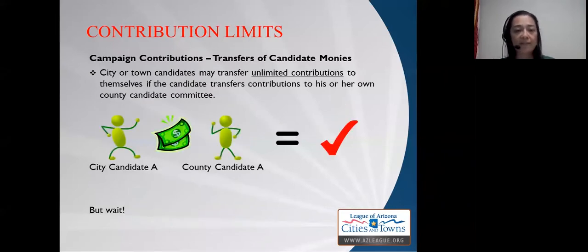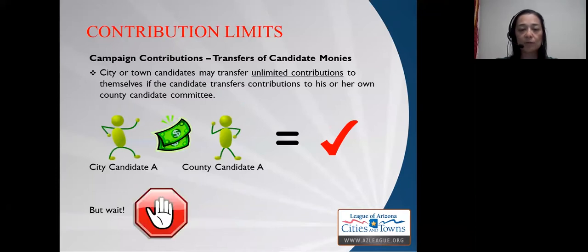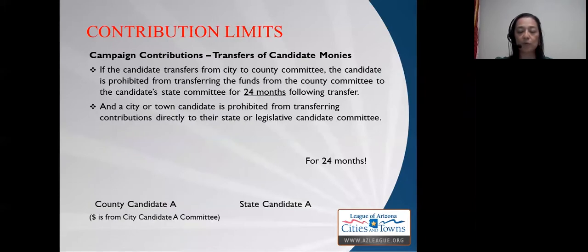So we also have transfer of candidate monies to yourself. Let's say you have a city or town candidate, and maybe they want to explore whether or not they want to run for another seat, maybe a county seat. A candidate can transfer unlimited contributions to themselves in a candidate committee, like a county candidate committee.